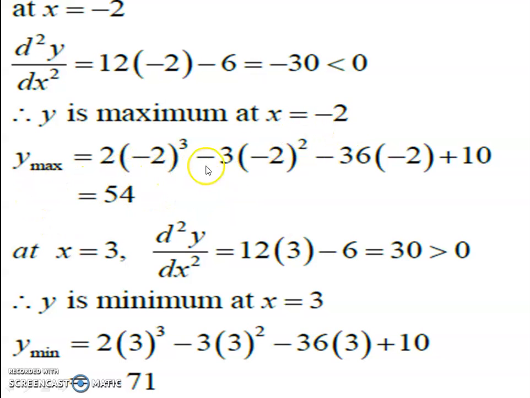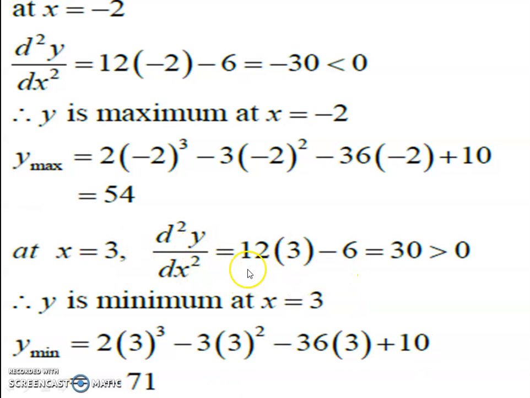So 2x cube minus 3x square minus 36x plus 10 is the equation. We have to put minus 2 instead of x. 2 into minus 2 cube is minus 8, minus 2 square is plus 4. So we have to simplify. Final answer is 54. At x equal to 3, d square y upon dx square is 12x minus 6.